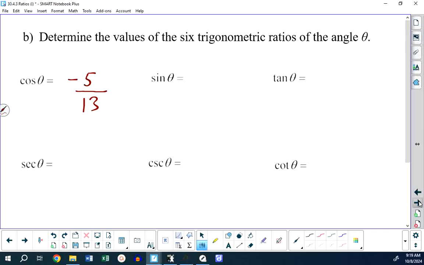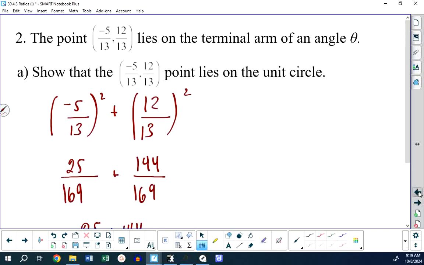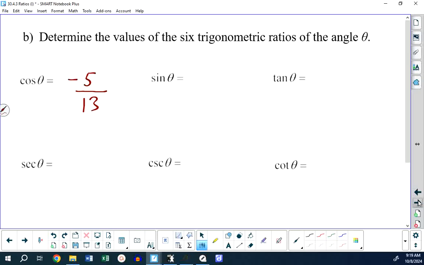Cosine is negative 5 over 13 because that's the x-coordinate and we know it's on the unit circle, so that's the cosine. The sine is 12 over 13. It's the y-coordinate because it's on the unit circle. What is secant? Well, it's the reciprocal of cosine. And I know that when you reciprocate negative 5 over 13, you get 13 over negative 5. But having a negative in the bottom of a numerical fraction is probably not what you would ever see. You would see it just either written on the top or out in front.